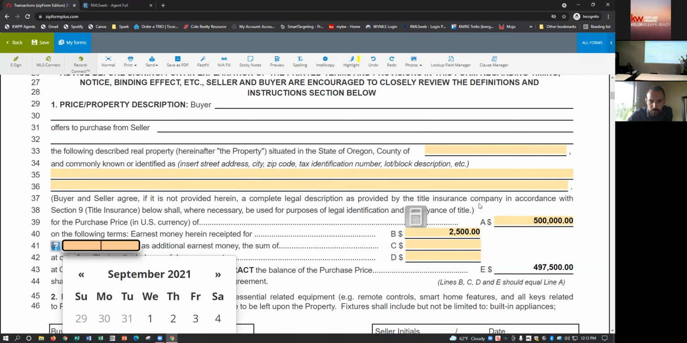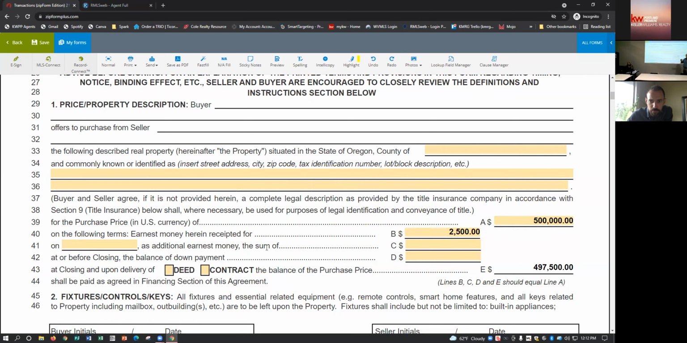I usually do 2% is what I suggest to my clients, but it depends. If it's a really competitive property, and I know we're going to be going up against other offers, you may want to do 3% there. And we're going to protect our clients' earnest money as buyer's agents. So it shouldn't matter how much we put here, because we're going to get it back no matter what.